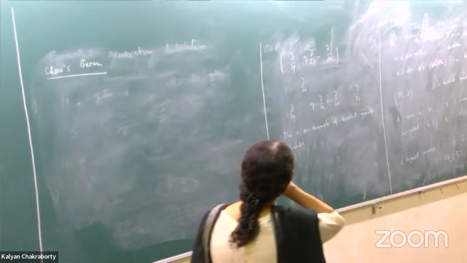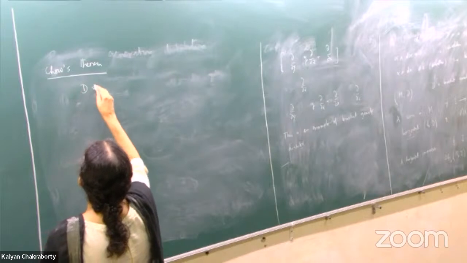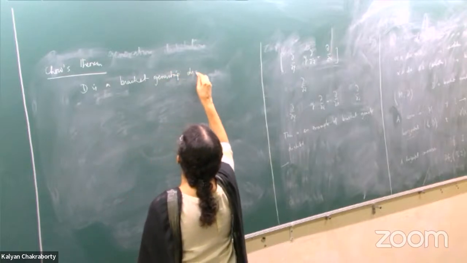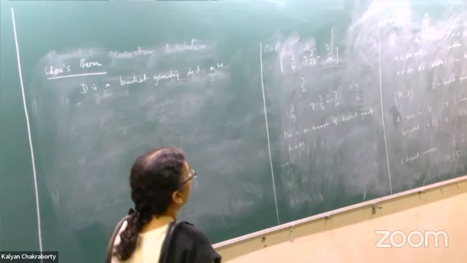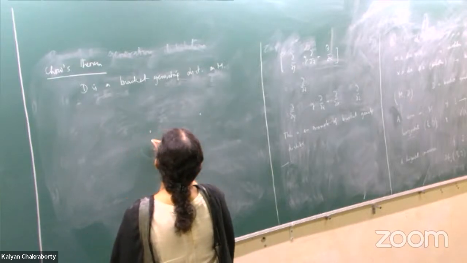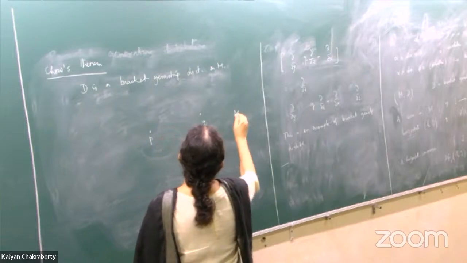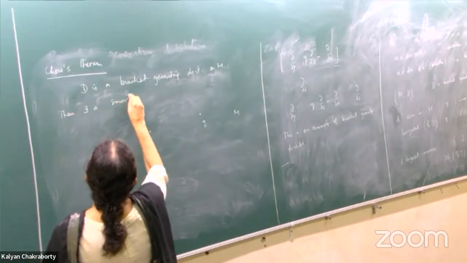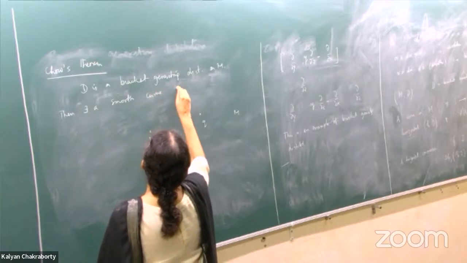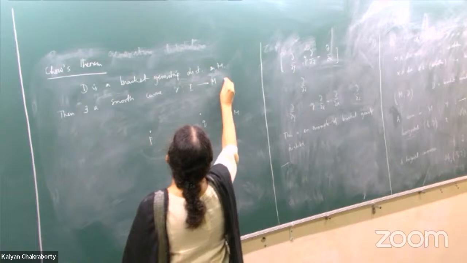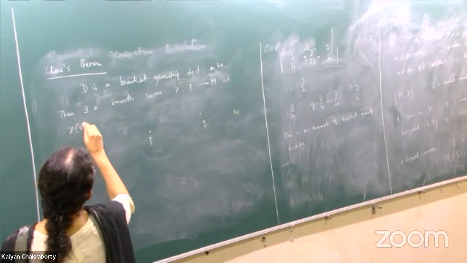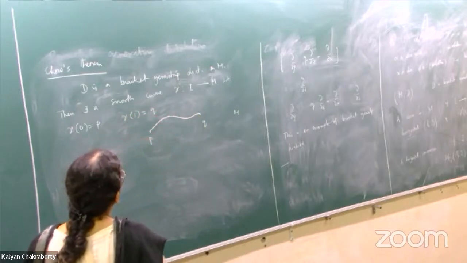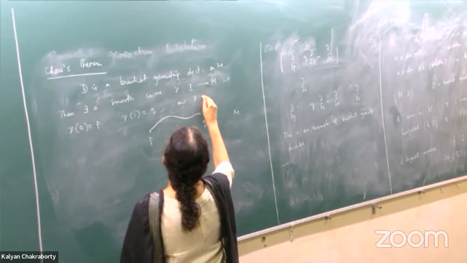Chow's theorem says that suppose D is a bracket generating distribution on a manifold N. Then if you are given any two points, say P, Q in N, there exists a smooth curve gamma from I to N such that gamma 0 is P, gamma 1 is Q. That means you can join these points by a curve, and gamma is horizontal.